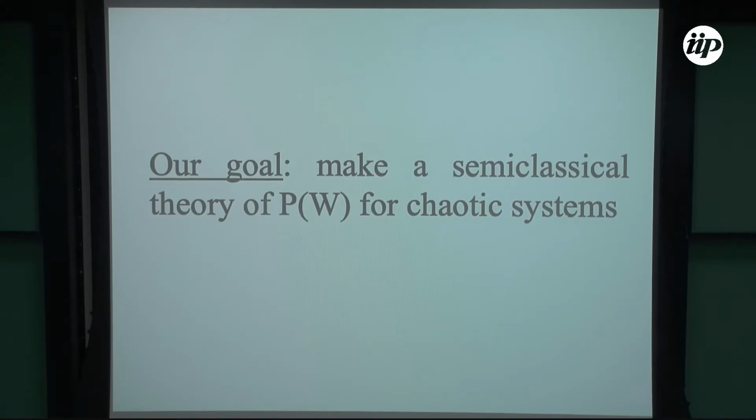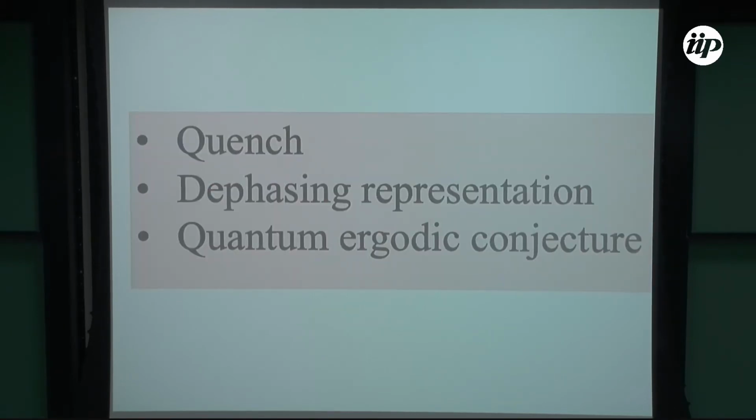And I'm very happy because essentially what we do to make this semiclassical theory is to mix three well-known results, results made by people who are here in the audience. One is for a quench. I divided the talk in two parts. Essentially, the second part is small, but in the first part, I'm going to talk about a quench process.